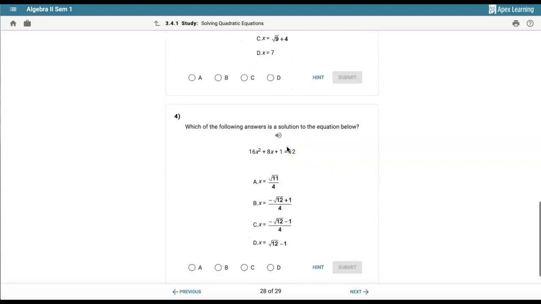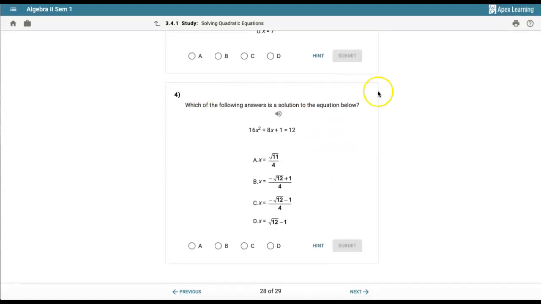All right. And then, which of the following answers is a solution? Same thing, perfect square. I know it doesn't look comfortable, but 16 is a perfect square, and so is 1. So that's a perfect square. You set up your factor, you take your square root, and you solve from there once you've got your two different equations.